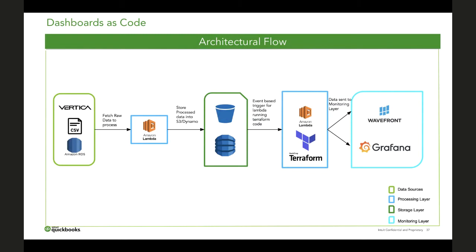So this Amazon Lambda processing layer that we built fetches that data, processes it in the way that we want, and stores it into stores like either an S3 bucket or DynamoDB. Depending on the type of data we have, we use different stores. Now, there is another processing layer which is running Terraform. That one has an event-based trigger. So once there is new data in any of these stores, this processing layer gets triggered and takes that semi-processed data and processes it into the form that monitoring tools like Wavefront, Grafana, or Kibana can take.